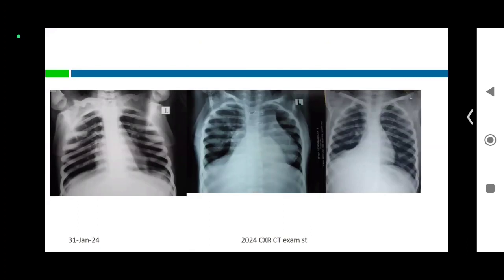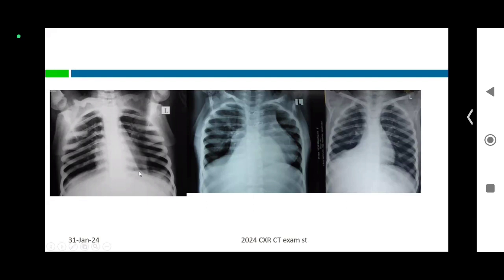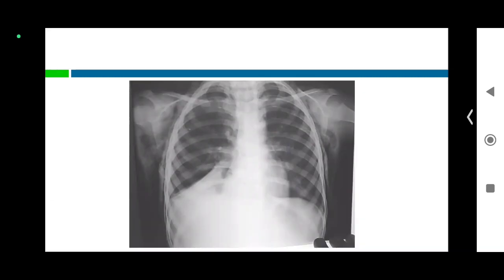Any takers for these X-rays? Any straight line in the X-ray is atelectasis. This is a retrocardiac atelectasis. This is both lower lobe atelectasis. This is a right lower lobe atelectasis. Any straight line in X-rays, you always think in terms of an atelectasis. Okay?